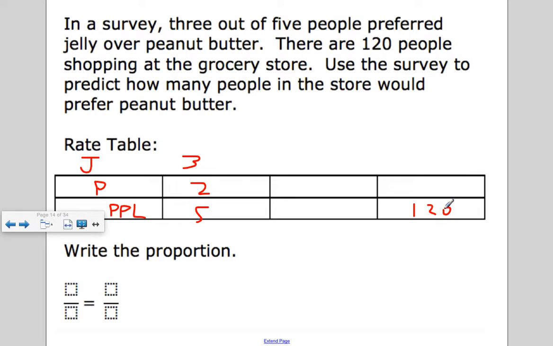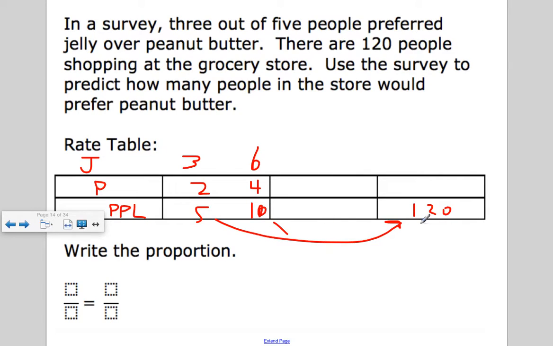Use the survey to predict how many people in the store would prefer peanut butter. Can 5 even go into 120? Yes, it can. There are many ways you can do this. Could I do it this way? Can I double this and make times 2, make this 10, make this 4, and make this 6? So I multiply by 2. I'm going to do a slow build to 120. Honestly, I did not know. I'm a teacher, and I don't even know how many 5s go in 120. I could figure it out, but I'm going to do a slow build to it.